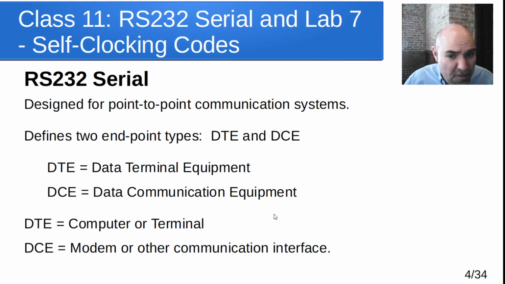Now, since it was designed for point-to-point systems, it defines two types of endpoints. One end is called the DTE, and one end is called the DCE. And what those stand for, DTE is data terminal equipment. That's the equivalent of like the computer or a terminal where you're typing stuff in. DCE is data communications equipment. That's the equivalent of like a modem or other thing that is actually communicating the data across like a telephone line or some other cable line or telecom line of some sort. So again, DTE, that's like the computer. DCE is the modem. And what RS232 is, it's the connection between those two types of pieces of equipment.